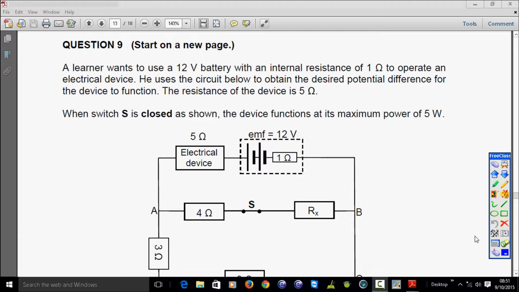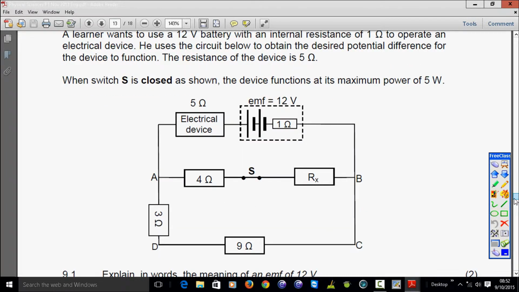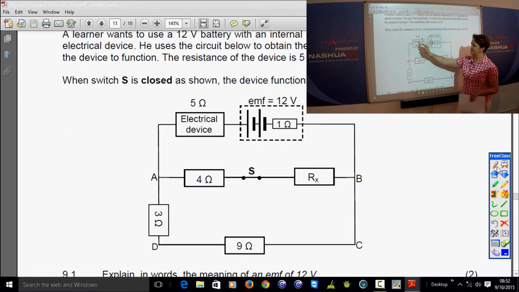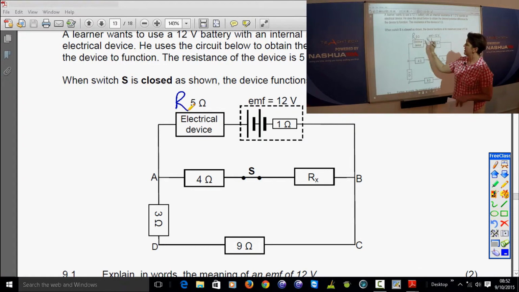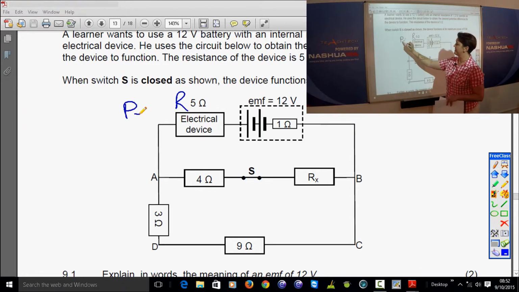the device is 5 ohm. When switch S is closed, let's just look at our diagram in full. Here we go. As shown, the device functions at its maximum power of 5 watt. So what we have here, specifically on the electric device, is the resistance of our device, and we also have the power of the device, 5 watt.